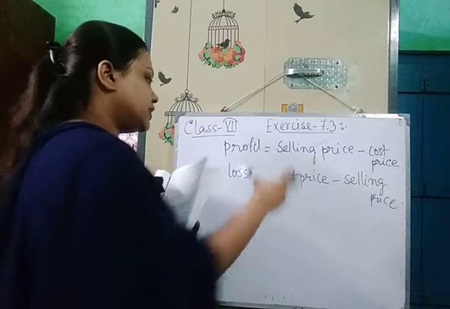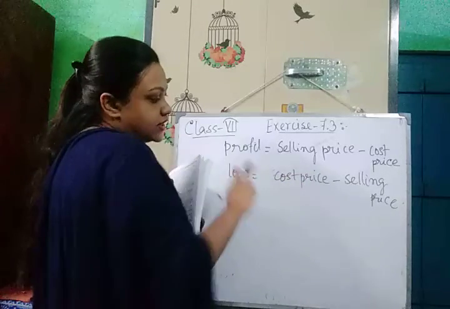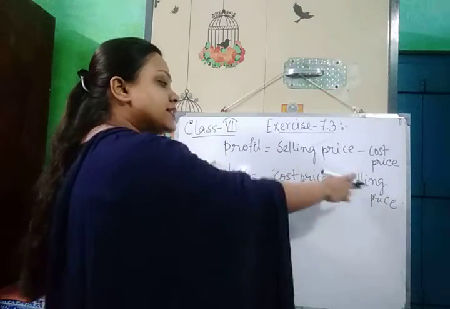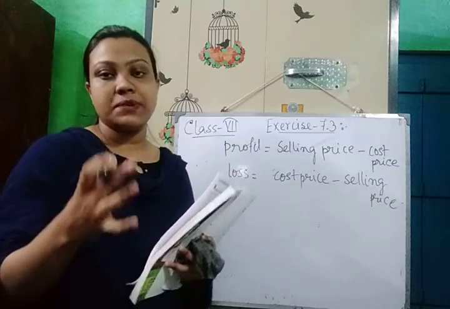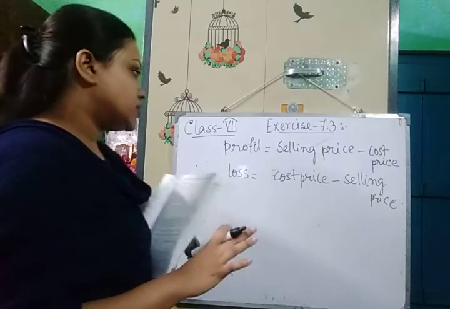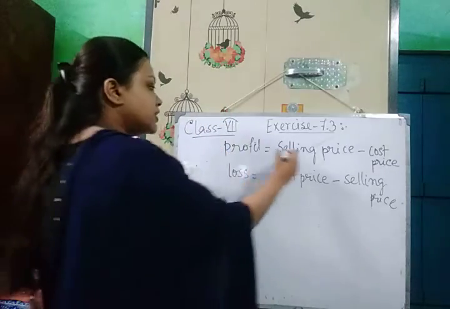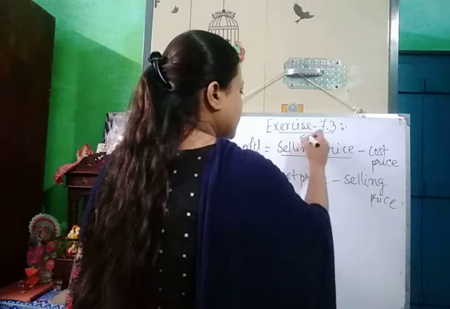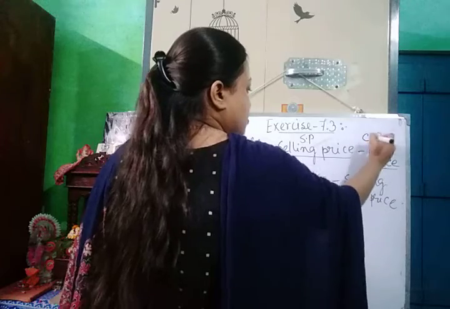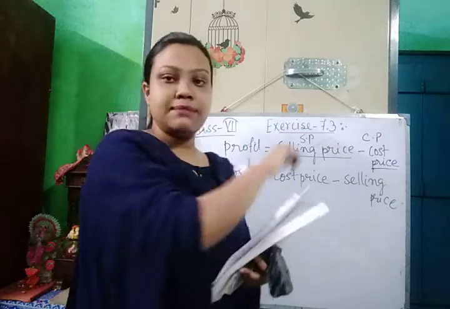And when the cost price is greater than the selling price, we have a loss. And what is the loss? The loss equals cost price minus selling price, meaning how much the cost price is greater than the selling price, that is loss. These two things we will need. And another thing we will need: the short form of selling price is SP, and the short form of cost price is CP. So in doing the maths, I will use these short forms CP and SP.